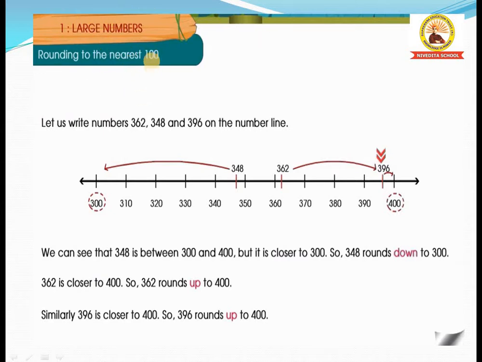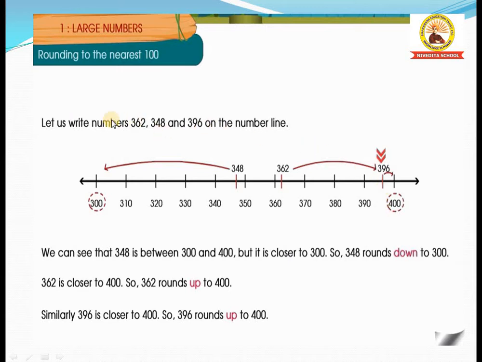So here, see here, the nearest to 362 is 300. 300, 310, 320, 330, 340, 350, 360, 370, 380, 390 and 400. So up to 390 and then 400. 396 is before 400, isn't it? So 300 to 400, because it is rounding to the nearest 100.